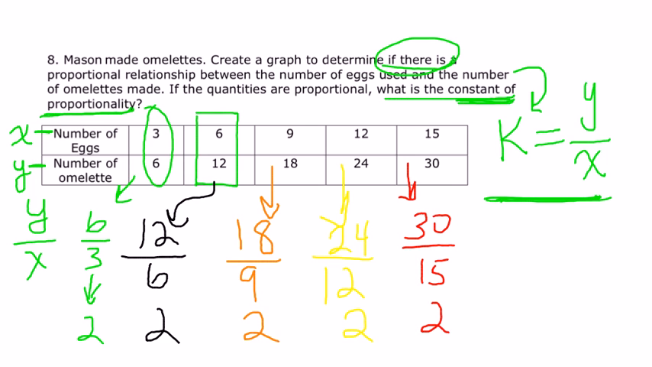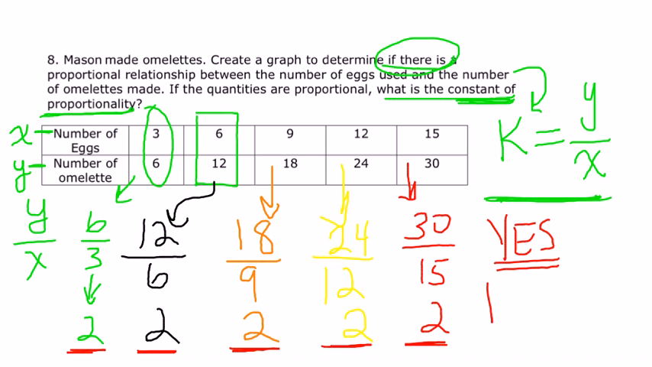Let's ask ourselves, is there a proportional relationship? How do we know? What do we look at? We look at these numbers here, gang. Is this the same number every time? Absolutely it is. So are these quantities showing us a proportional relationship? Yes, they are. So the answer to the first part is yes. Now what is the constant of proportionality? You guessed it, our K value is 2. And there we go.